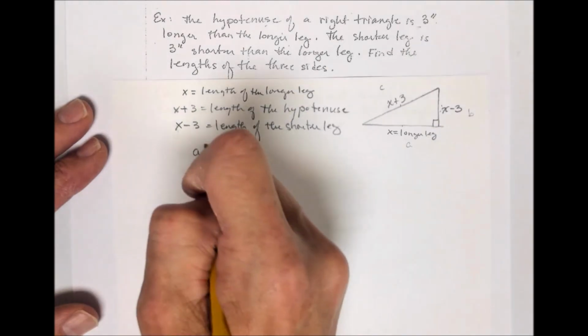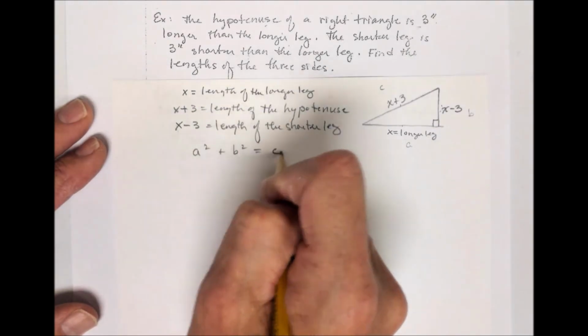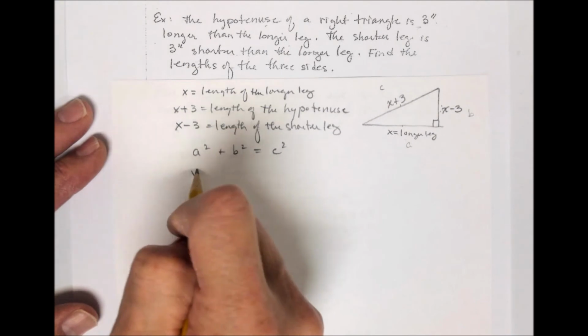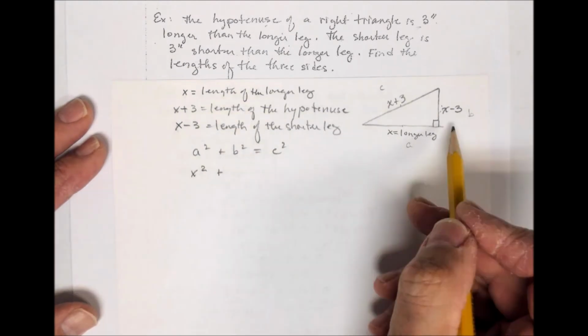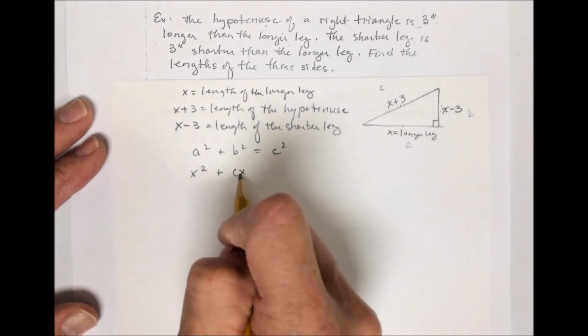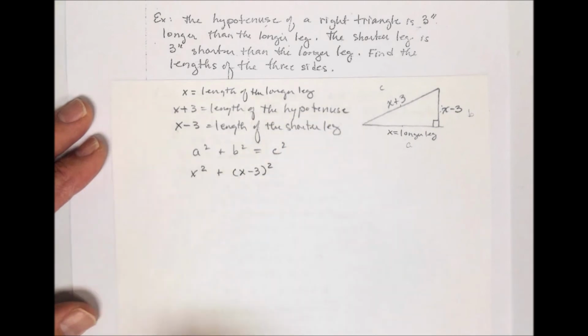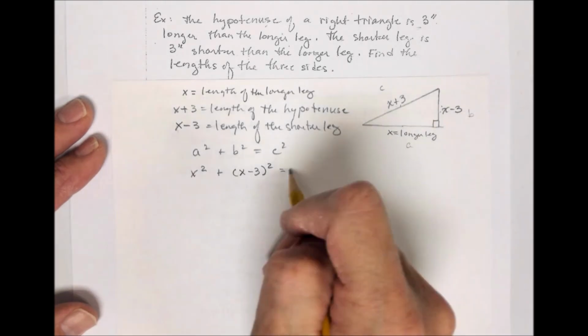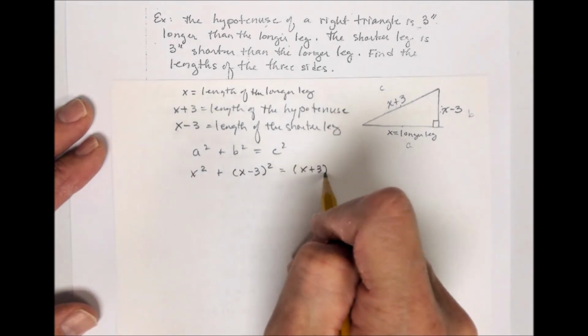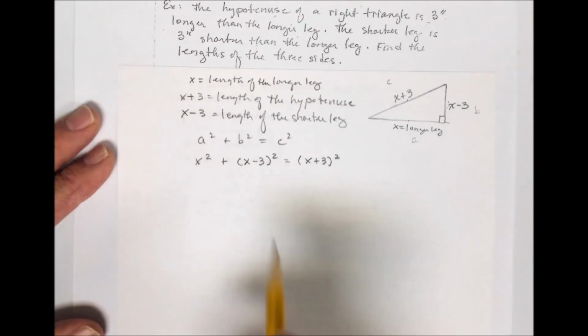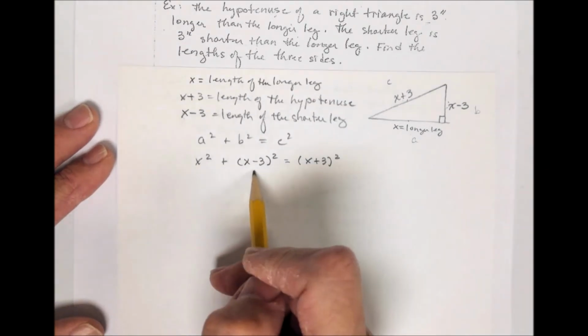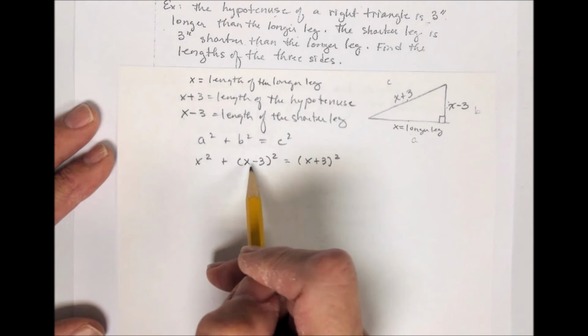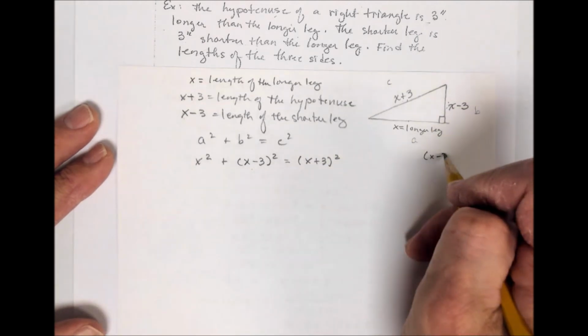A squared plus b squared equals c squared, so a is x squared. B would be x minus 3, so all of that, x minus 3, that whole thing gets squared. That's a little tricky, because I think students have a tendency to want to shortcut this. And then the hypotenuse is x plus 3, it gets squared, so it's in parentheses. Now, this is not x squared plus 9. You have to do FOIL. Remember, it's x minus 3 times x minus 3.